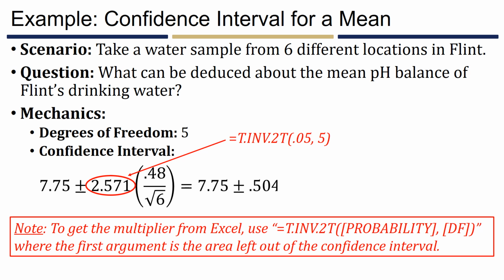Working out the margin of error is going to give us 0.504. So we have a final confidence interval of 7.246 as our lower bound and 8.254 as our upper bound.